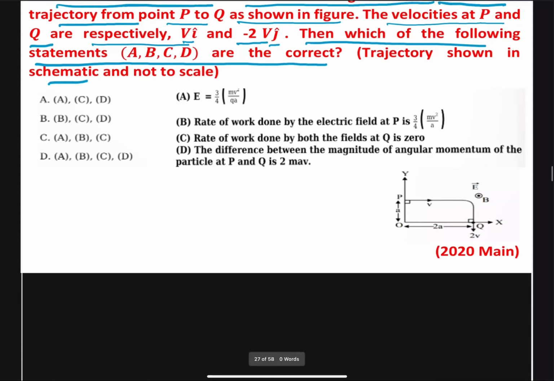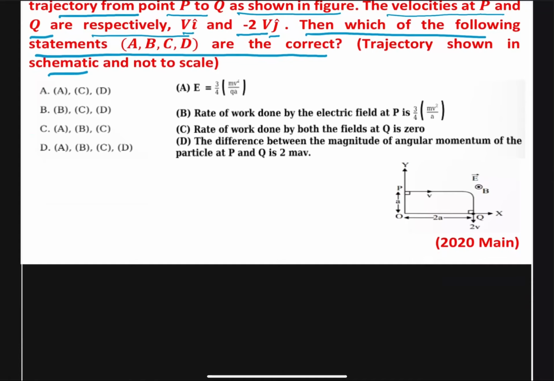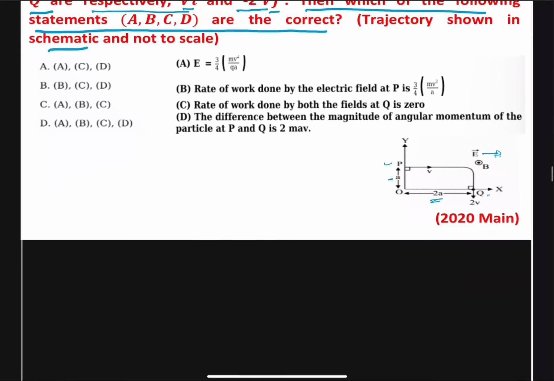So the basic figure is given to us. We have a point P at a distance of a from the origin, and point Q at a distance of 2a from the origin. The electric field is along the x-axis and the magnetic field is along the z-axis, which is perpendicular to the xy plane. The velocity at point P is along the x-axis and at Q is along the negative y-axis.